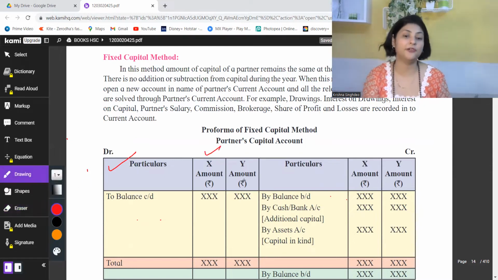So X's account and Y's account will be maintained over here. And similar thing will be done on the credit side. Remember student, account is a format based subject. So always you have to prepare the format of account very, very properly. Otherwise you may lose your marks.